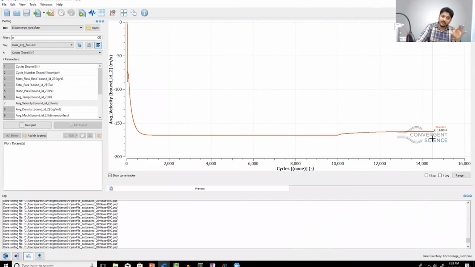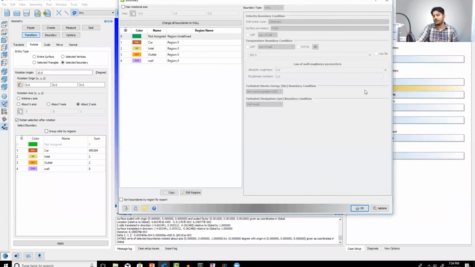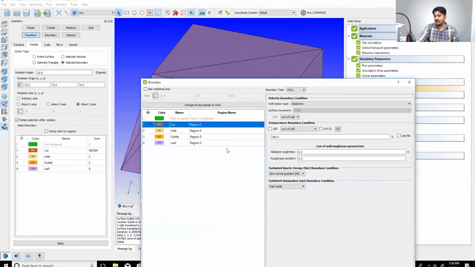Typically, people just look at residuals, which is not a good idea. You definitely have to look at physical quantities to make sure convergence has been achieved. Then you worry about boundary conditions. The boundary conditions for external flows are quite simple. For example, the car body is a wall. For the wall, there's something called the law of the wall. This is not native to Converge; ANSYS Fluent, Star-CCM+, everyone uses this. It has to do with turbulence modeling. Since that would be out of scope for this workshop, I'm not talking about it. But you need to set this up correctly. If you don't, your results will be wrong.